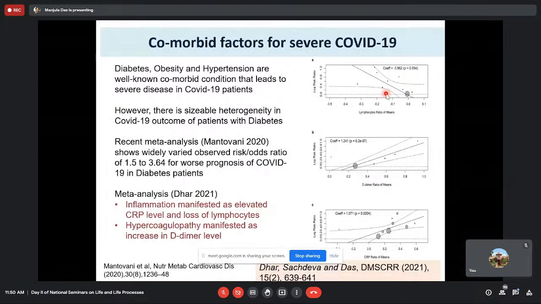As we all know, diabetes, obesity, and hypertension are well-known comorbidity factors of COVID-19 infection that lead to disease severity. However, there is a significant increase in severity mostly in hyperglycemic condition. Again, a meta-analysis study conducted by our group showed that increased inflammation with elevated CRP levels and loss of lymphocytes, as well as hypercoagulopathy associated with diabetes in COVID-19 patients, to be the determinant of comorbidity.